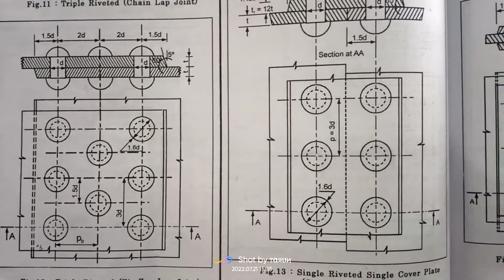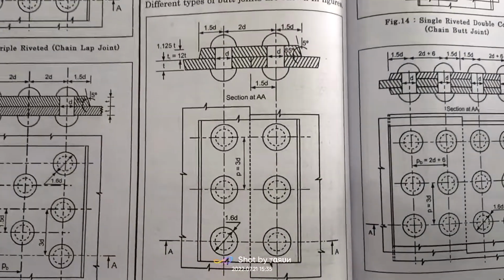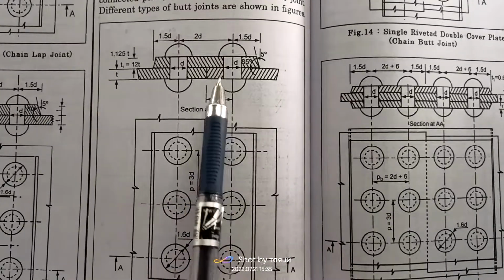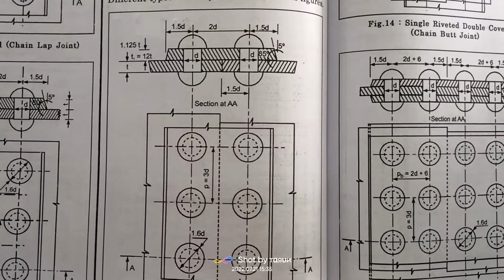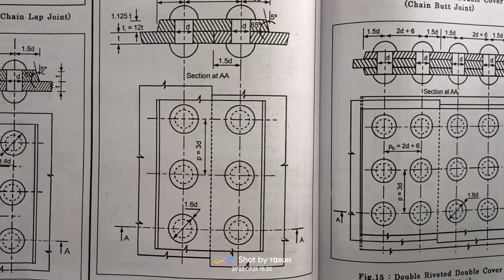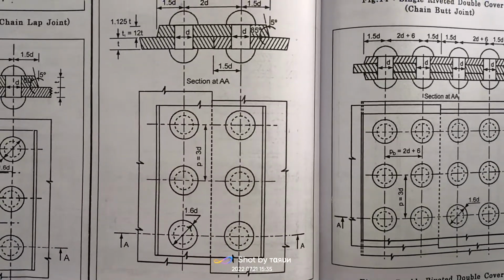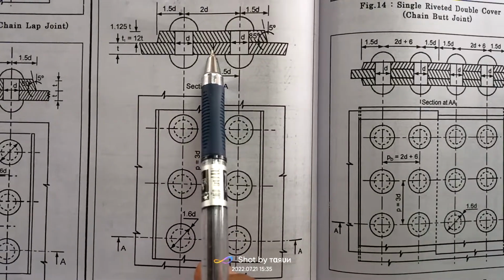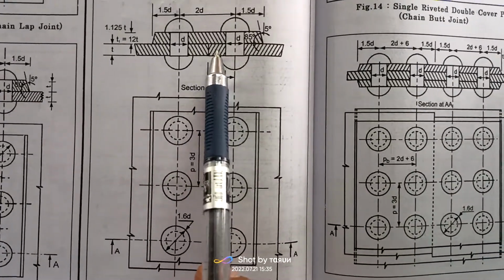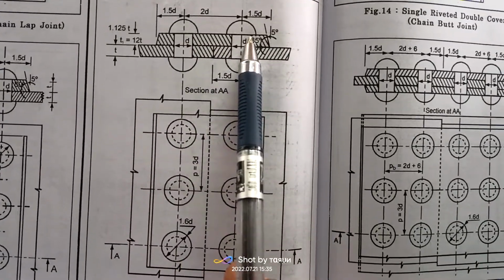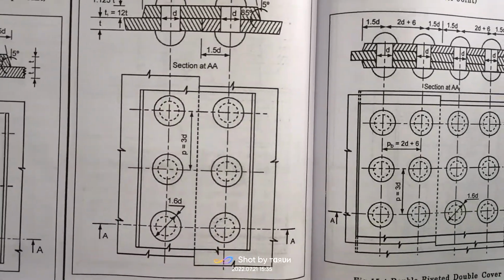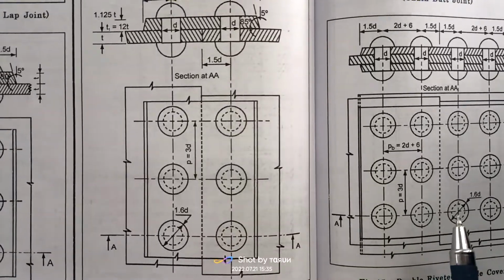Now the butt joint. I have told you in butt joint we need cover plate in order to strengthen our joint. So this is single riveted butt joint. This is the butt, one plate, second plate, and cover plate, and this is one rivet. This is second rivet in single riveted butt joint with single cover.